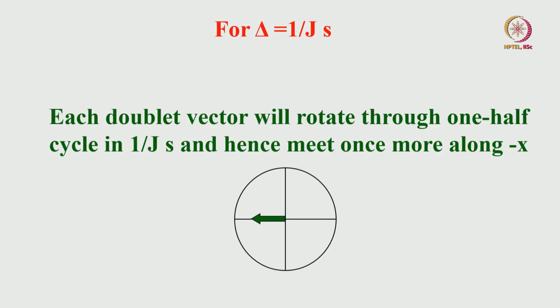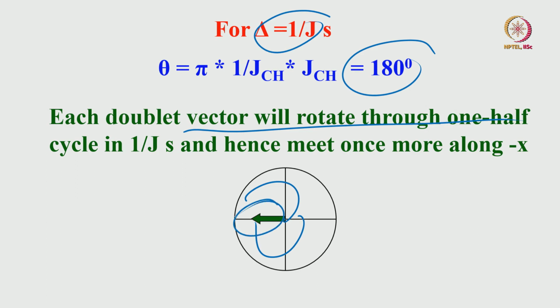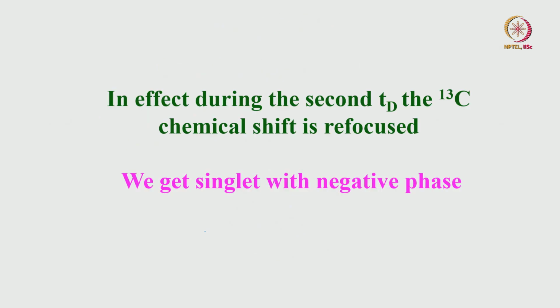So each doublet vector, now for theta equal to 1 over J, we have 180 degrees, each doublet vector will rotate through half like this. From here it will go half like this, the other one comes like this, and then they meet again at minus x. That is what it means. Of course, the components along this axis are nullified, only this component we are detecting. Alright. In effect, what do you understand from that?